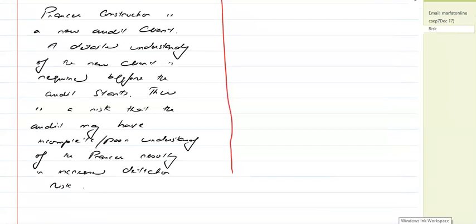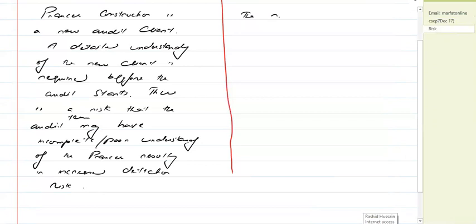There's a risk that the audit team may have incomplete understanding of the entity, and as a result, they may not identify the misstatements. Financial statement may be materially misstated. You can write in this way as well. Now the response.